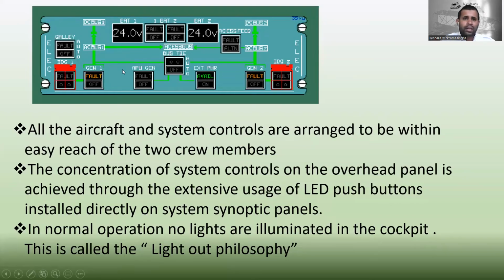You can see this panel. All the aircraft and system controls are arranged to be within easy reach of the two crew members. The concentration of system controls on the overhead panel is achieved through the extensive usage of LED push buttons installed directly on system synoptic panels. So in normal operations, no lights are illuminated in the cockpit. This is called the light out philosophy.